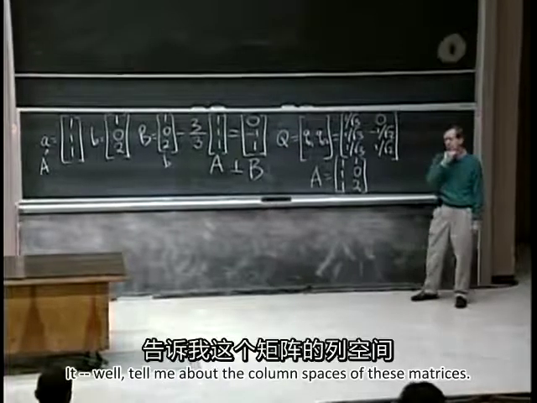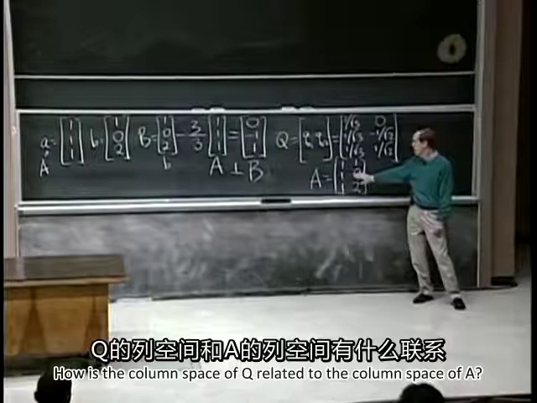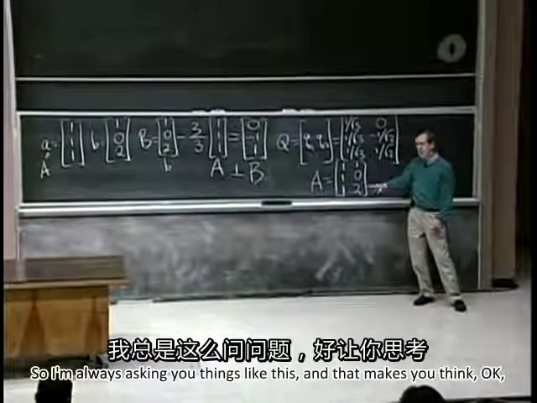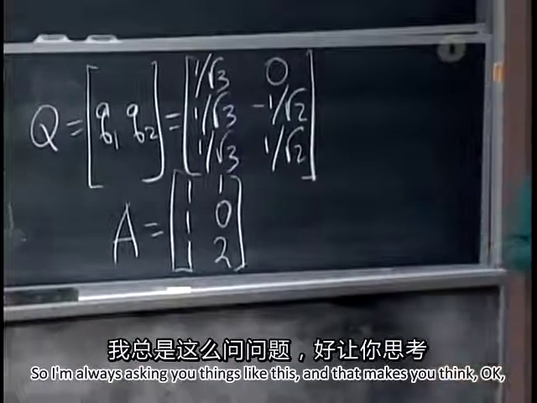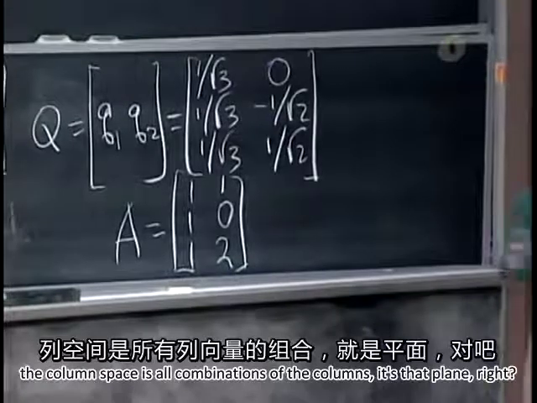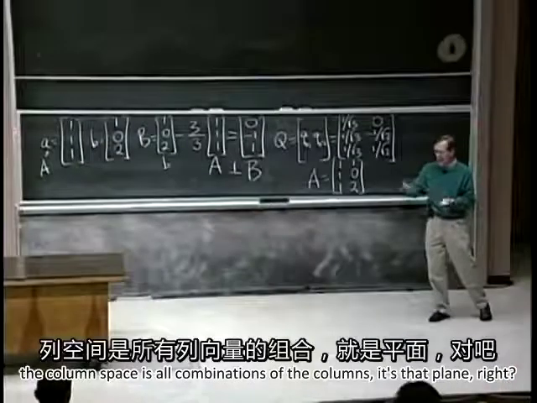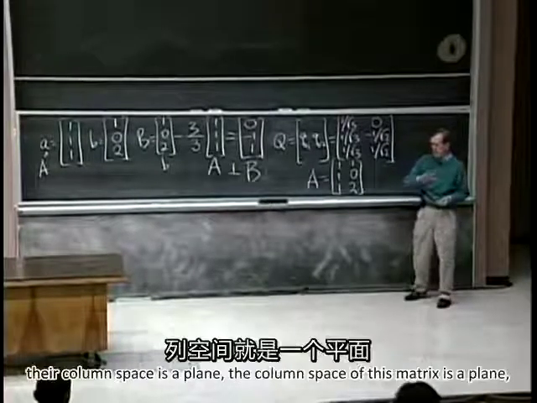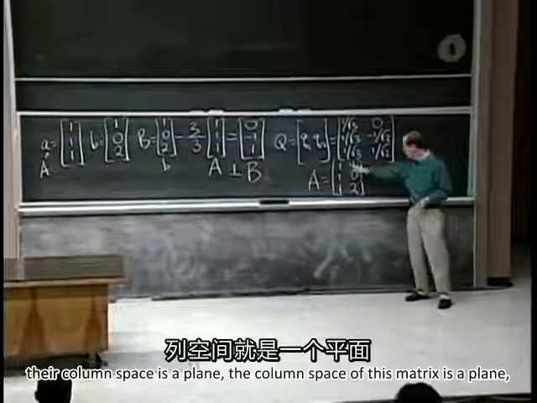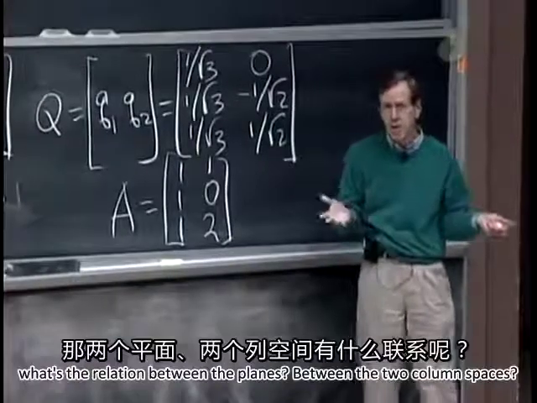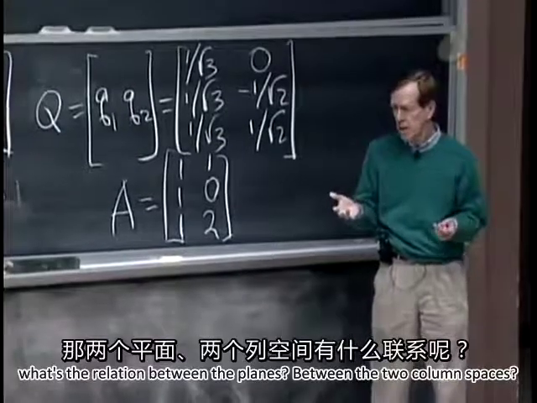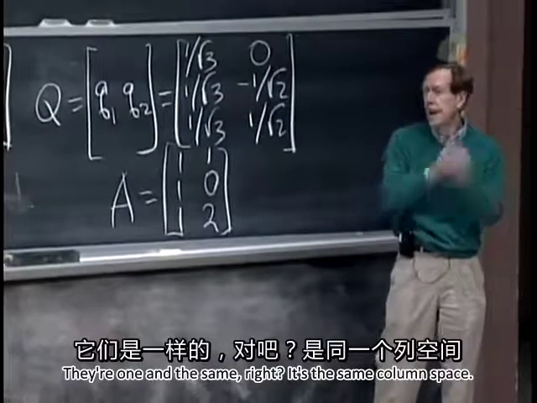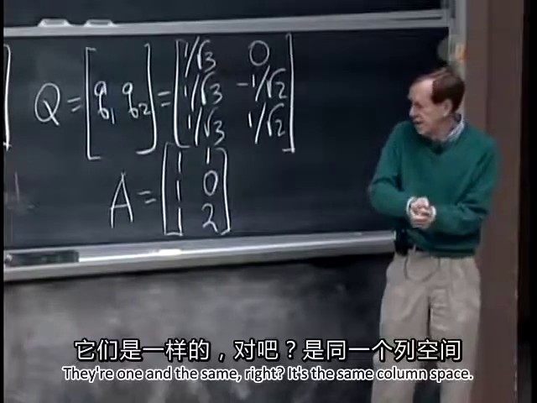Well, tell me about the column spaces of these matrices. How is the column space of Q related to the column space of A? So I'm always asking you things like this, and that makes you think, okay, the column space is all combinations of the columns. It's that plane, right? I've got 2 vectors in 3-dimensional space. Their column space is a plane. The column space of this matrix is a plane. What's the relation between the planes? Between the 2 column spaces? They're one and the same, right? It's the same column space.